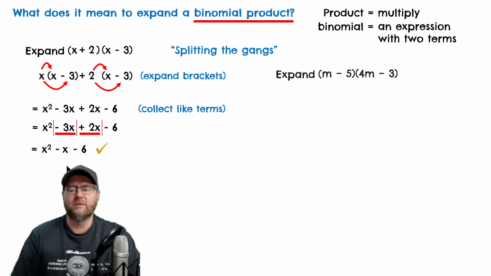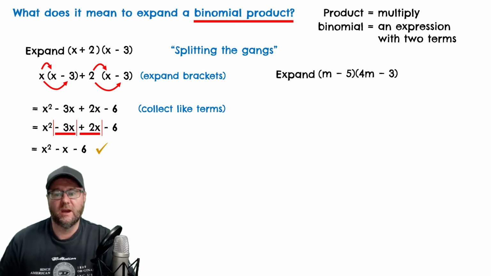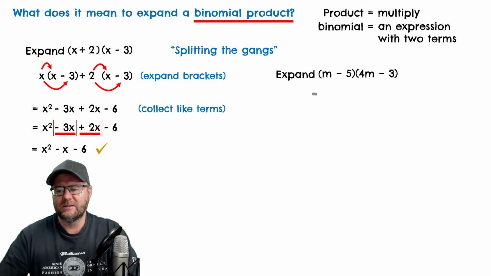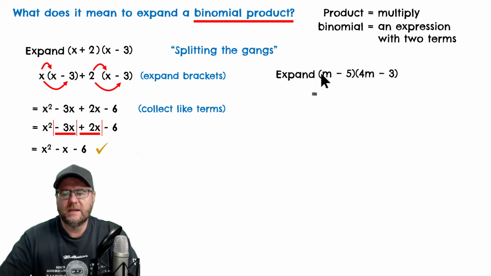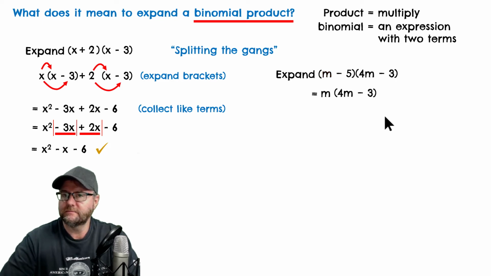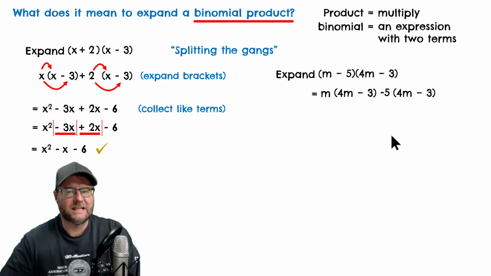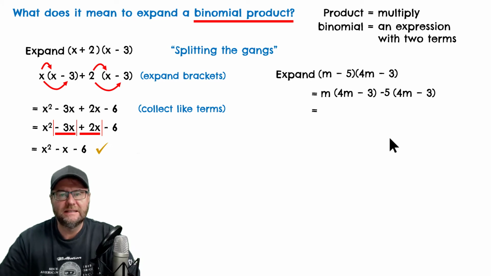You guys rock. But let's have a look at 2 more examples, get slightly more tricky on each one as we go, but the ideas stay the same. Expand this. Well, I'm going to split up this first gang. So I'm going to take the m and split it off, and then multiply it by the second gang. Then I'm going to take my minus 5 from the gang that I've split and multiply it by the gang that I kept together. And now I've got an expression that I can go ahead and expand.